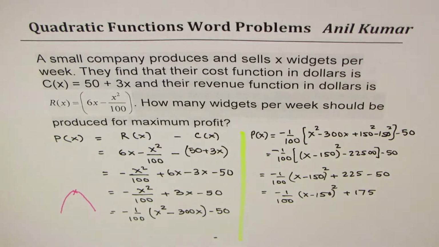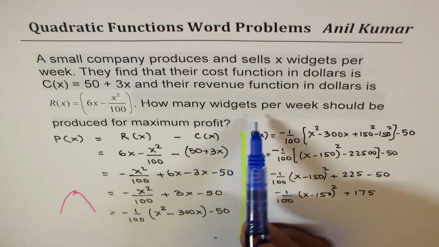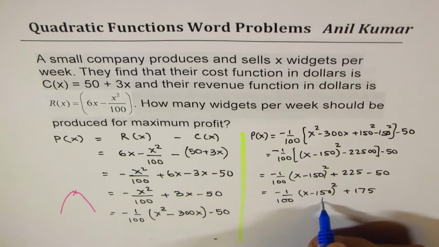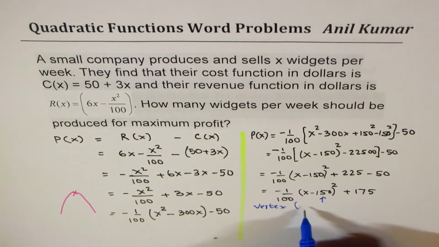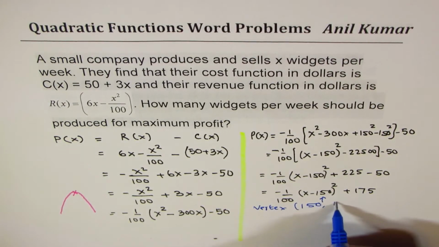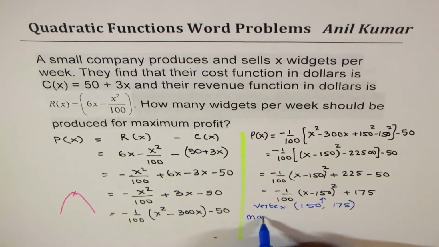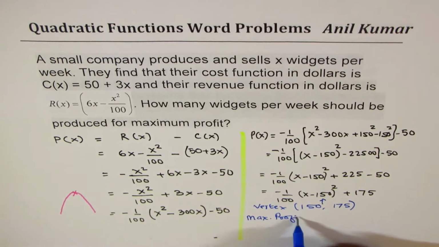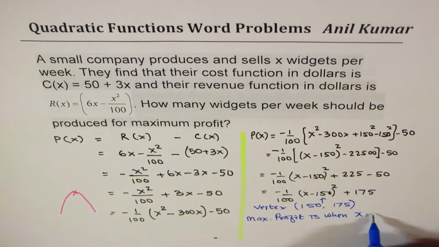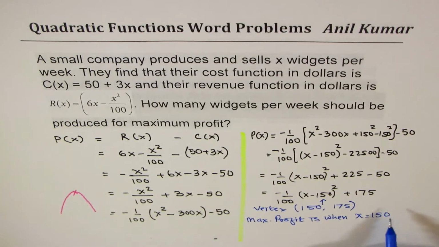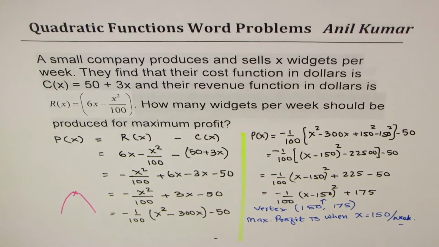175, correct? So from here you can read the answer, that is how many widgets per week should be produced for maximum profit. That function has a vertex at 150 and the profit is $175. So the maximum profit is when x equals 150 widgets, right? So 150 per week, you can say. Is it okay? So that is how you could do it.